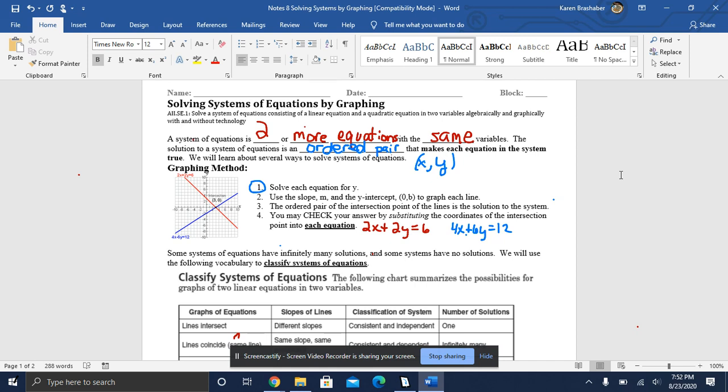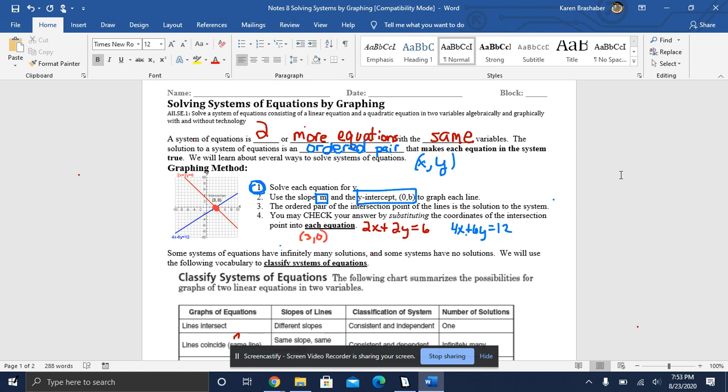So for the graphing method that we're going to use, you'll first of all need to make sure that your equation is solved for y. I circled that. That's a very important step because that lets you find the slope m and the y-intercept b. And then you'll be able to graph each line. When you graph each line, you're going to be looking for the ordered pair where the two lines intersect. So I tried to make that dot bigger for us. And so it looks like those two intersect at (3, 0).